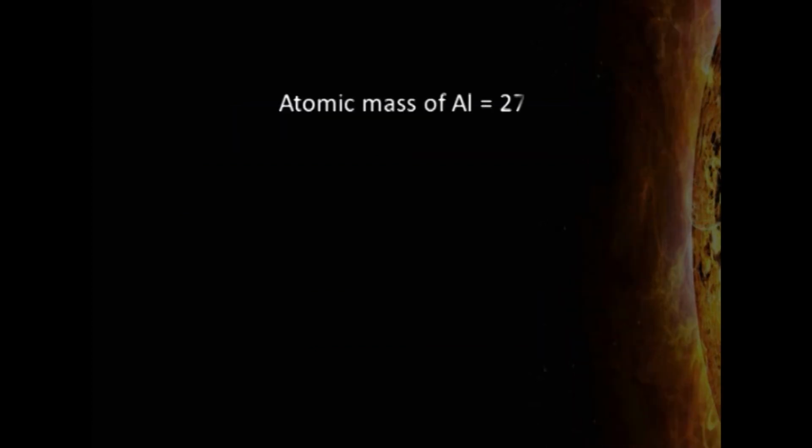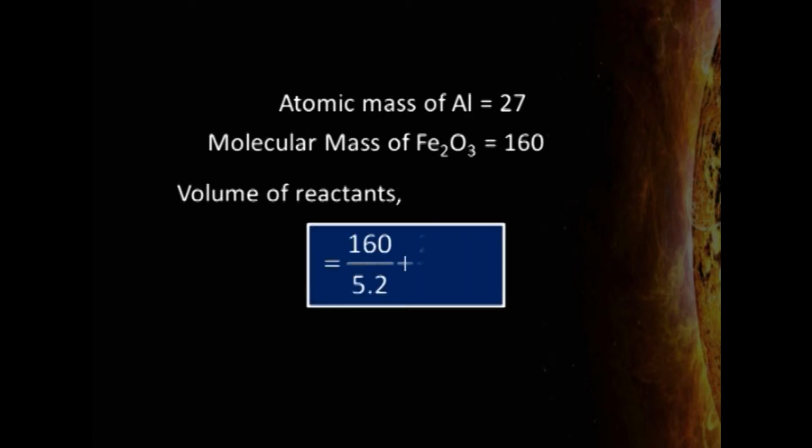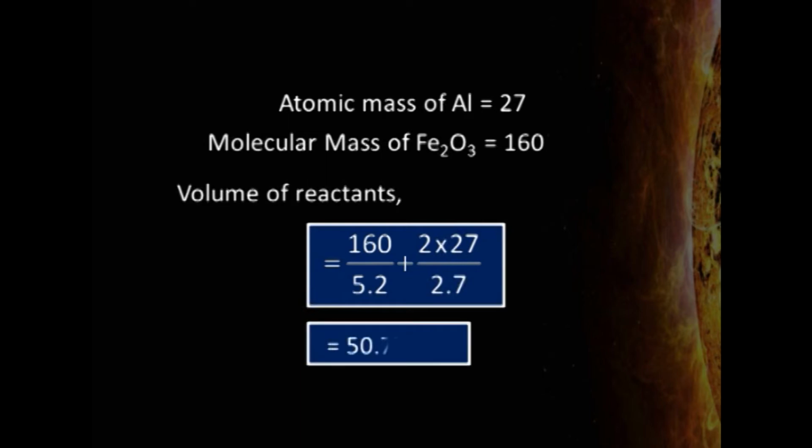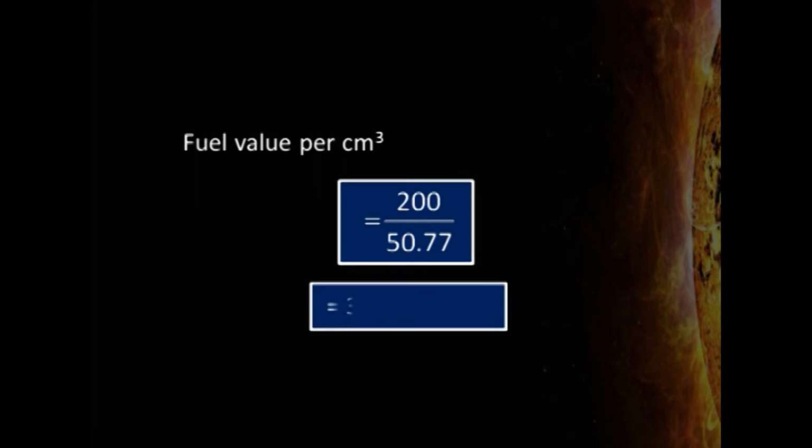Now atomic mass of aluminium is equal to 27 and molecular mass of Fe2O3 is equal to 160. Hence, volume of reactants, which you can calculate from the data given for densities, will be equal to 160 upon 5.2 plus 2 into 27 upon 2.7. This is equal to 50.77 centimeter cube. Hence, fuel value per centimeter cube will be equal to 200 divided by 50.77, which is equal to 3.92 kilocalories per centimeter cube.